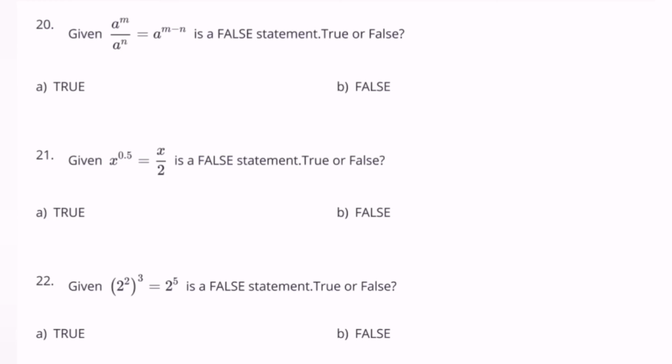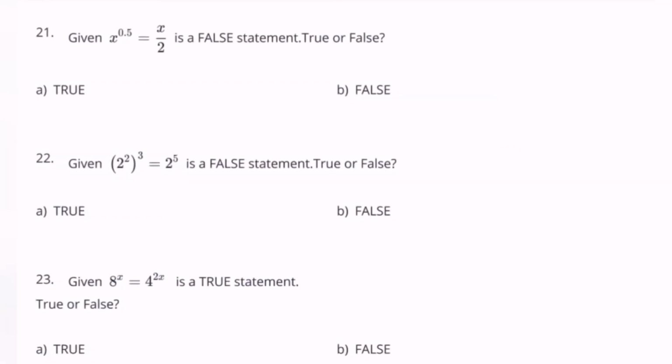Next, for question 20. Given we have a to the power of m over a to the power of n, which is equal to a to the power of n minus m. By referring to the left hand side, it is dividing indices. And as we all know, the answer is equal for the left and the right. So the question said this is a false statement. So by referring to the question, the answer would be B, false.